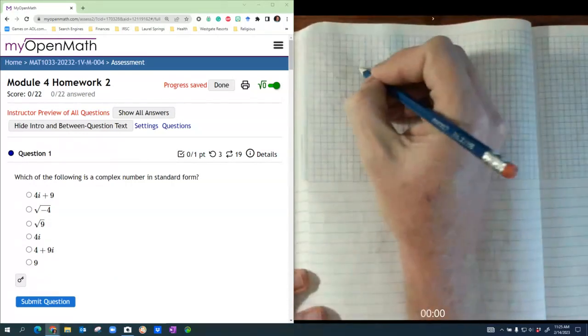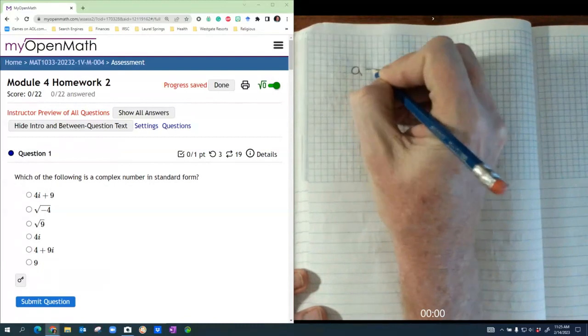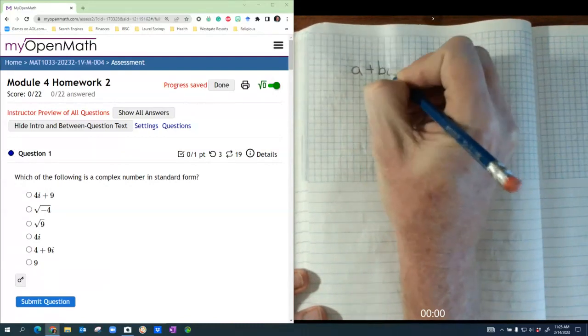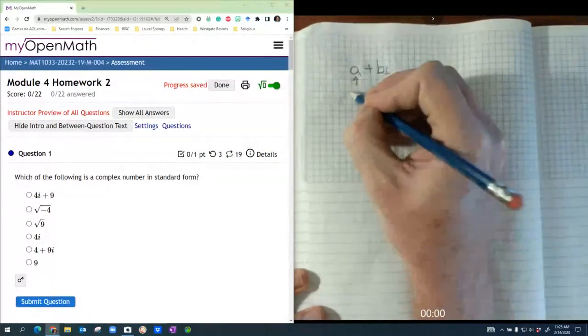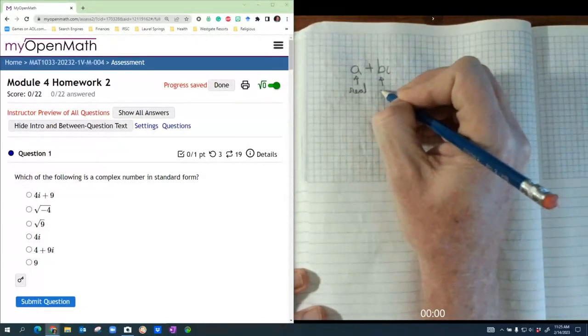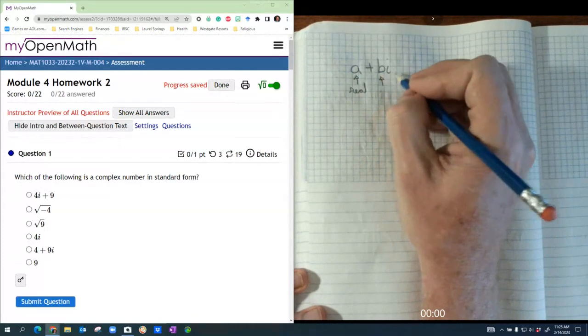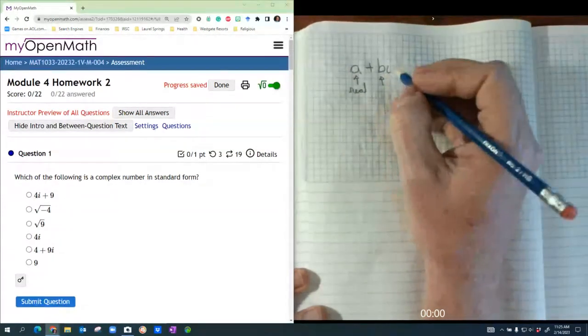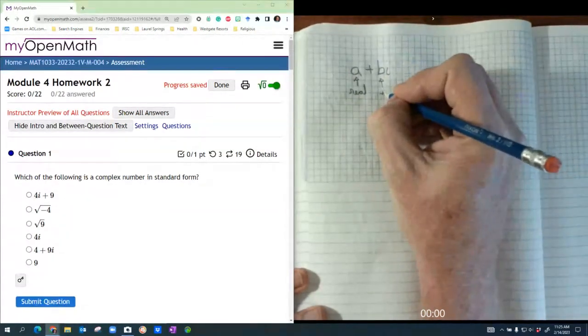Now, a couple things about complex numbers is that complex numbers are in the form of a plus bi, where a is the real part and b is the imaginary part. Well, the whole thing is really the imaginary part. It's the coefficient of the imaginary part. So I just say it's imaginary.